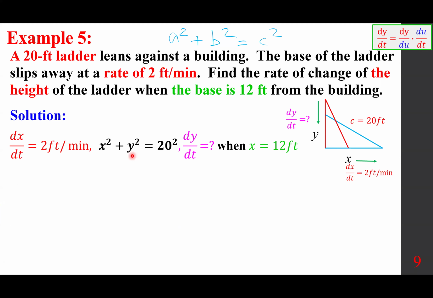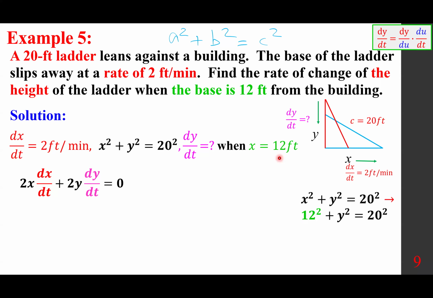All you have to do, because you wrote it properly, is differentiate with respect to t. So this is 2x dx/dt plus 2y dy/dt, and 400 results in 0 because it's a number. If you put the 12 in here, you can find the y at the moment that x is 12. Remember, this is 400. This is 144.